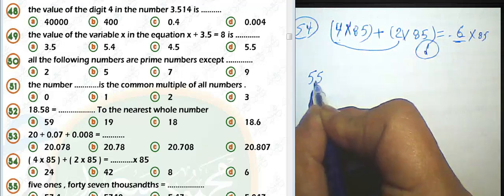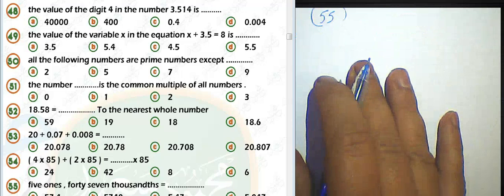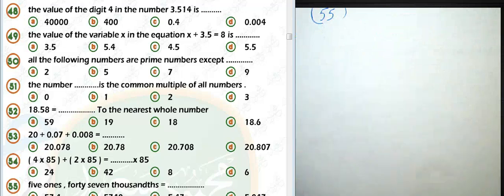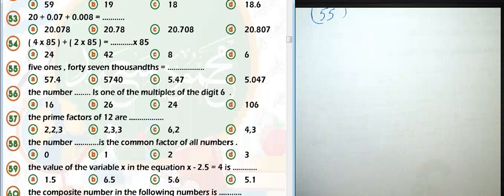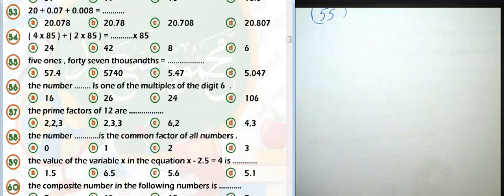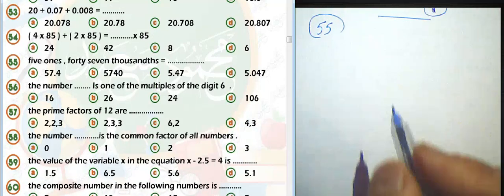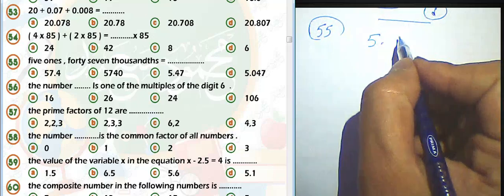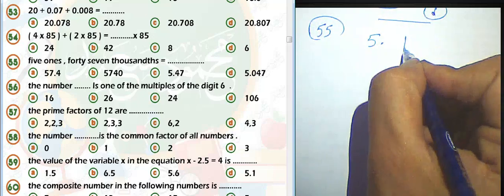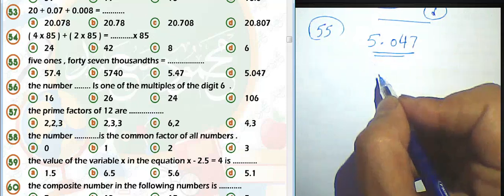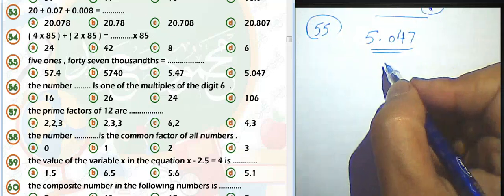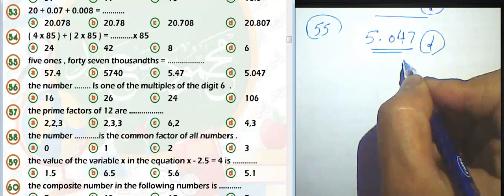Question 55. 5 ones, write 5 in the ones place, 47 thousandths. This is the result. We must choose what letter? Okay, letter D about this example.